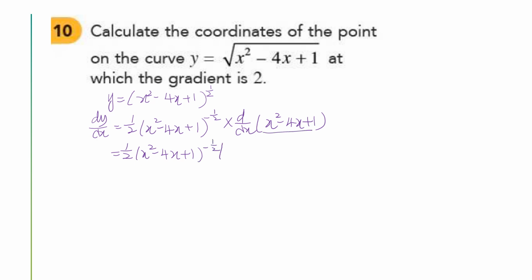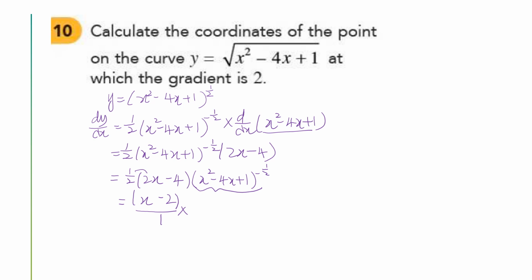Alright, so you differentiate x squared, you get 2x. Differentiate negative 4x, so you get negative 4. Differentiate 1, you get 0. Okay, let's simplify further. So you see that the half we can actually multiply with your bracket 2x minus 4. That will give us half times 2x will give you x. Half times 4 will give you 2. Right, and then we're going to change this into a positive index. So that will give us x minus 2 over, then change it back into radical form.